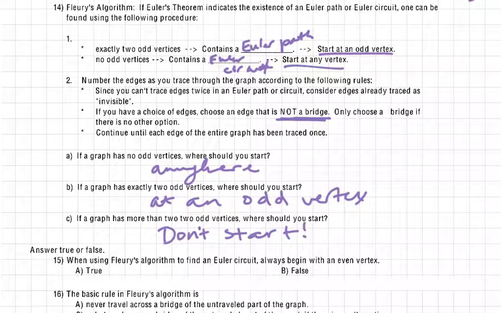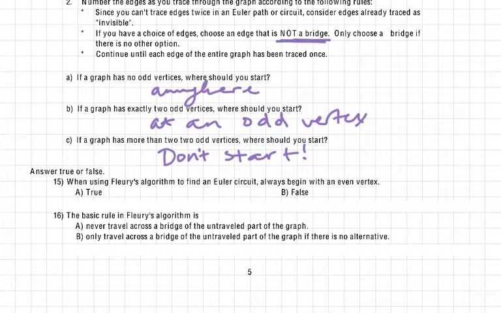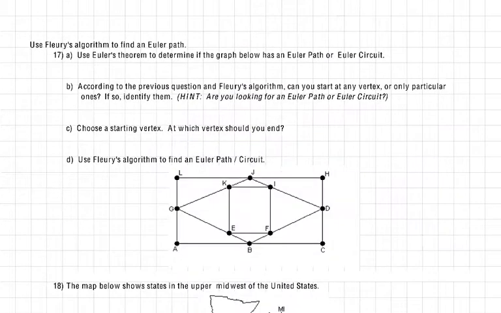Okay, so using that, we can answer these two questions. True or false? When using Fleury's algorithm to find an Euler circuit, always begin with an even vertex. That is false. The basic rule in Fleury's algorithm is A, never travel across a bridge of the untraveled part of the graph, or only travel across a bridge of an untraveled part of the graph if there is no alternative. That's going to be B. You want to avoid it as much as you can. There are some great examples in the book of using Fleury's algorithm to find circuits and Euler paths.